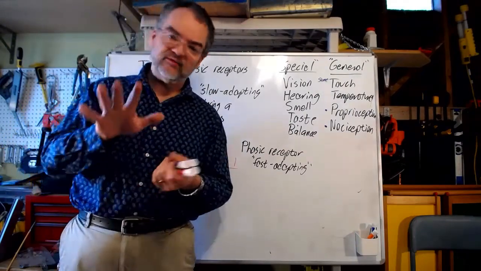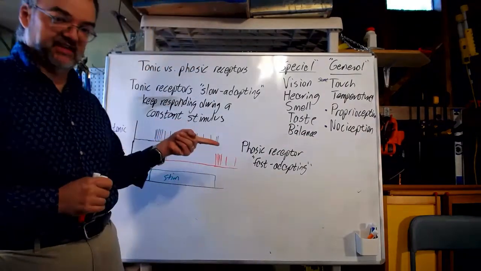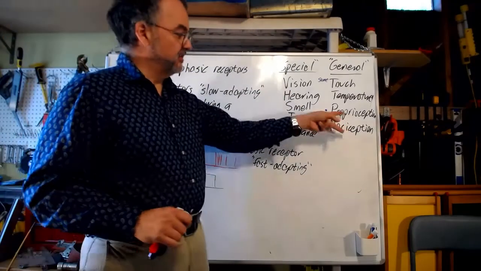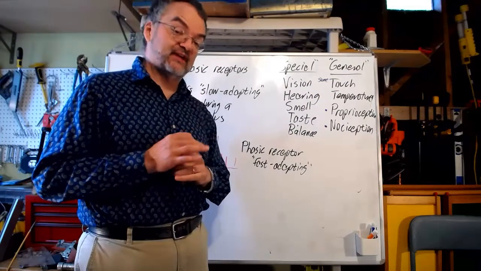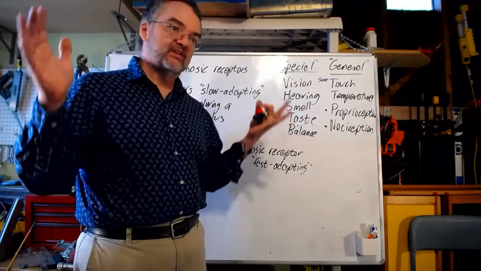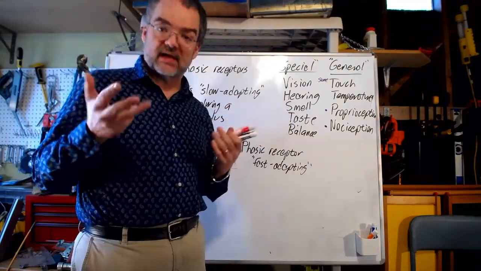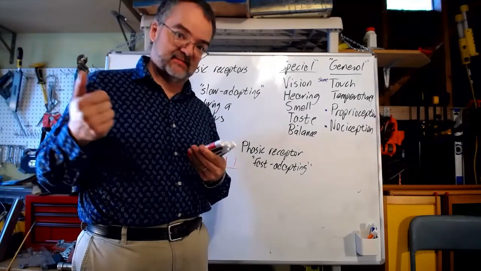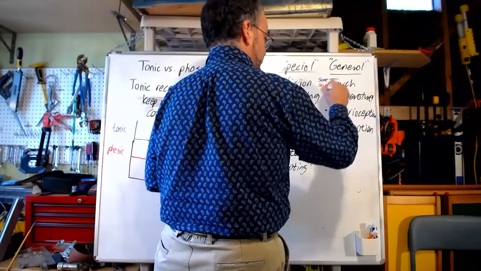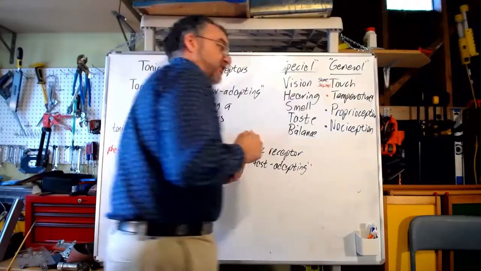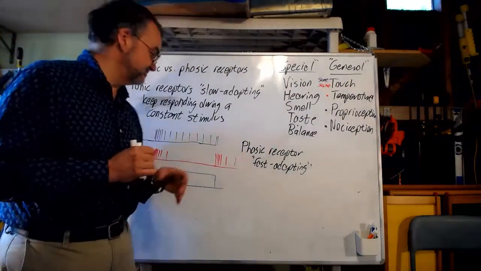Interesting idea, but you've all experienced this idea of tonic versus phasic. So some touch receptors are tonic. Temperature receptors are phasic. Generally, once you get used to a temperature, you stop feeling it unless the temperature changes. And some touch receptors are phasic. All right.